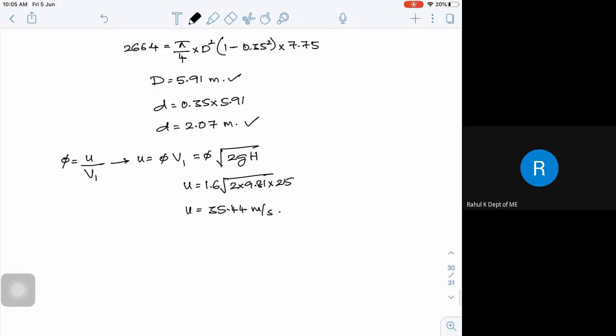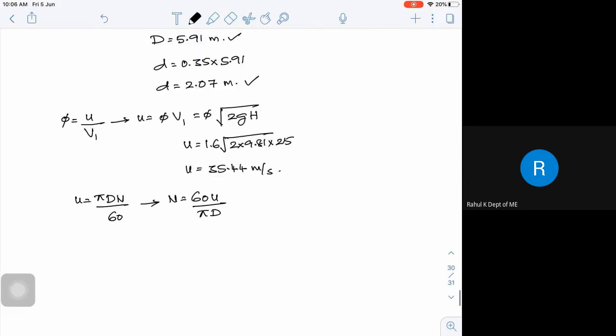So what is this U? We know that U is equal to pi into D into N by 60, or N is equal to 60 U divided by pi into D. Just now we calculated the D. So this will be 60 into 35.44 divided by pi into 5.91 meters. So N is equal to 114.54, or 114.5 RPM. Okay, so this is the problem.